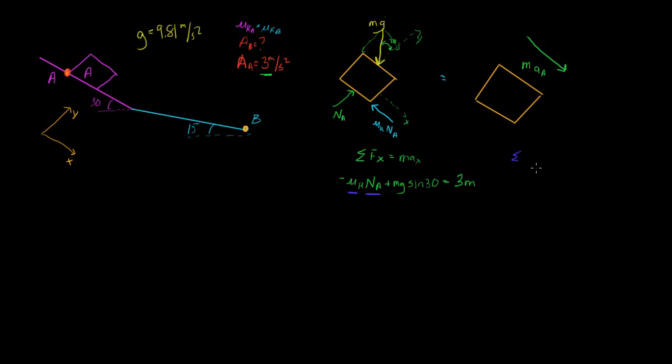So let's sum our forces in the y direction. This is equal to the mass times the acceleration in the y direction. For us, we just have positive as up, so we have N sub A minus mg times the cosine of 30 is equal to 0. And why is this equal to 0? It's equal to 0 because there's no acceleration in the y direction. So from this we get N A is equal to mass times gravity times the cosine of 30.